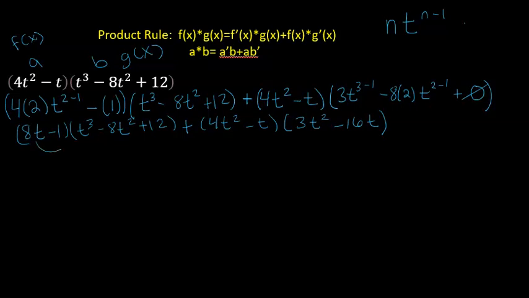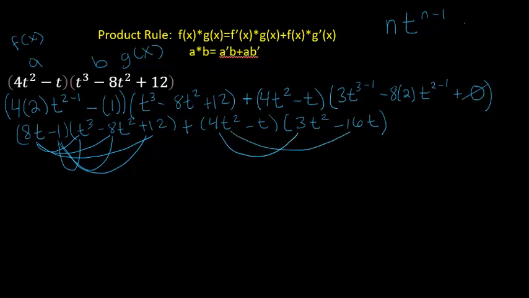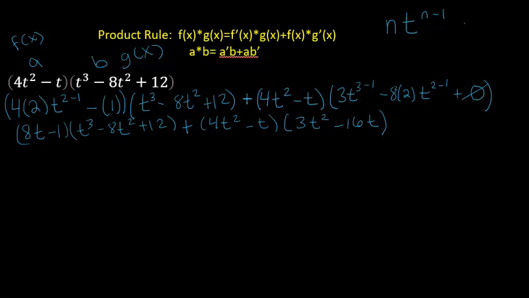I'm going to take this 8t. I'm going to distribute it here, here, here. I'm going to take this negative 1, distribute it here, here, here. Same thing with 4t to the second. Distribute it here and here. The negative t is going to go here and here. I'm going to have a lot of little terms, right? And it all leads up to something. It's not just going to keep expanding. It's going to tighten up a little bit. So let's go ahead and just start doing that.